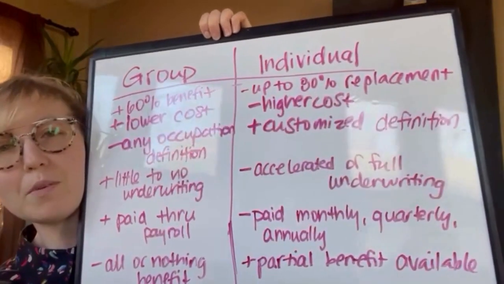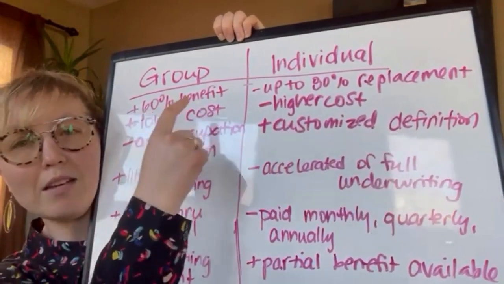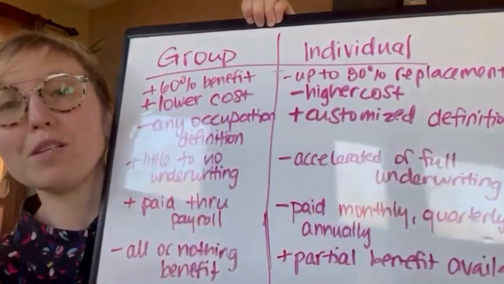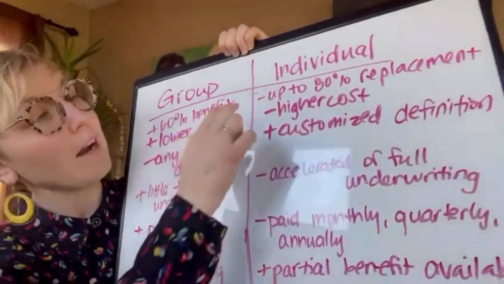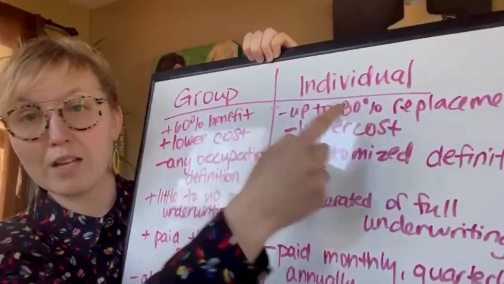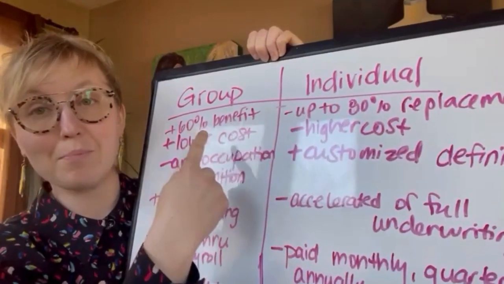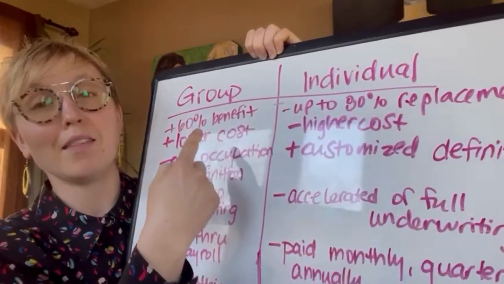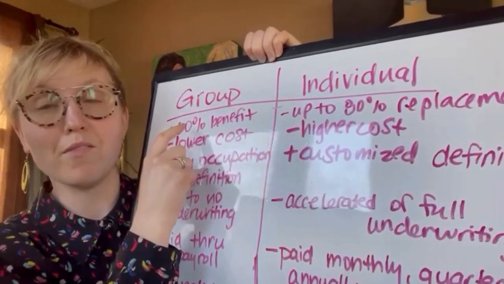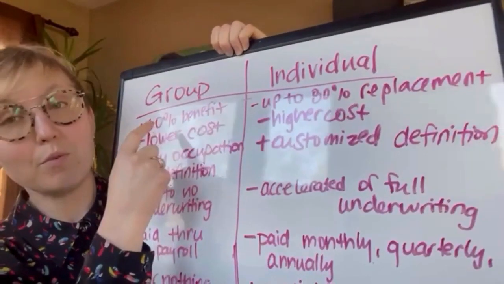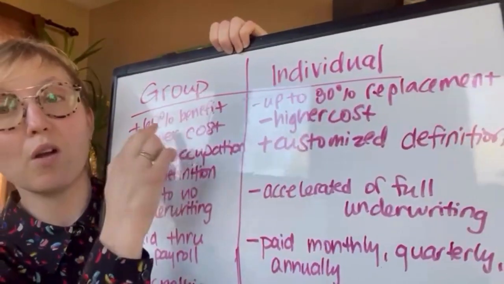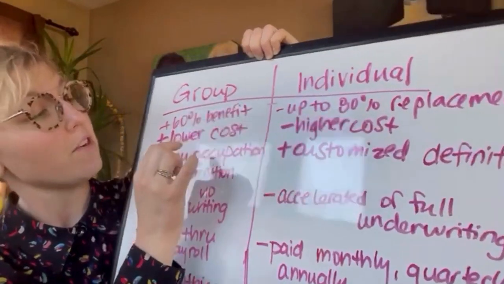So group typically is 60%, and this is for the long-term disability that I mentioned, whereas your individual coverage can cover the gap if 60% of your income isn't enough. That 60% usually only also covers your base salary. So if you receive any type of bonuses or stock awards, those are not covered with the group coverage.